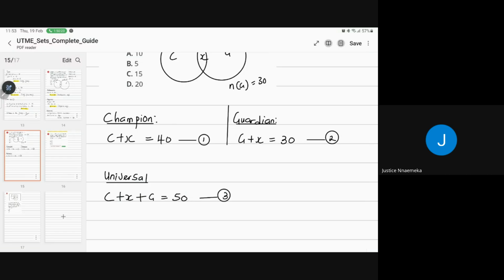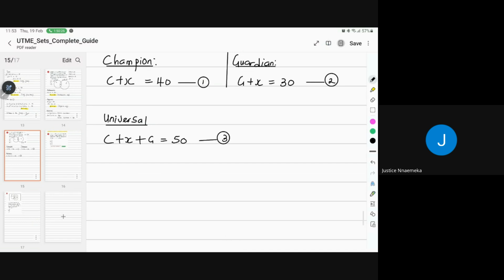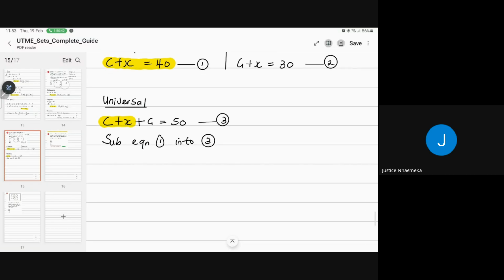Now, we can sub equation 1 into 3. What does that mean? Look at this. We have C plus X equal 40. We have C plus X right here. Did you see that? So which means that we can just plug that in. So we have 40 plus G equals 50. So only Guardian is what? 50 minus 40. Only Guardian is equal to 10.